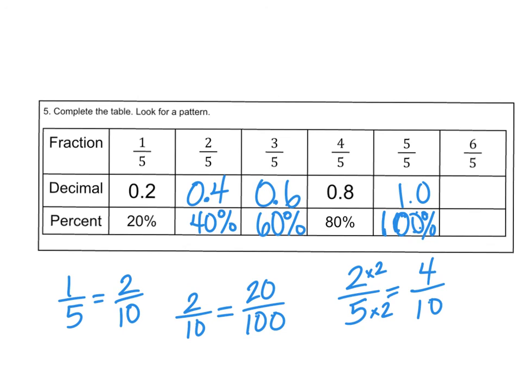Now we have 6/5, so that is the 5/5 plus 1 more fifth. And so our decimal would be 1 and 2/10, and our percent would be 120%.